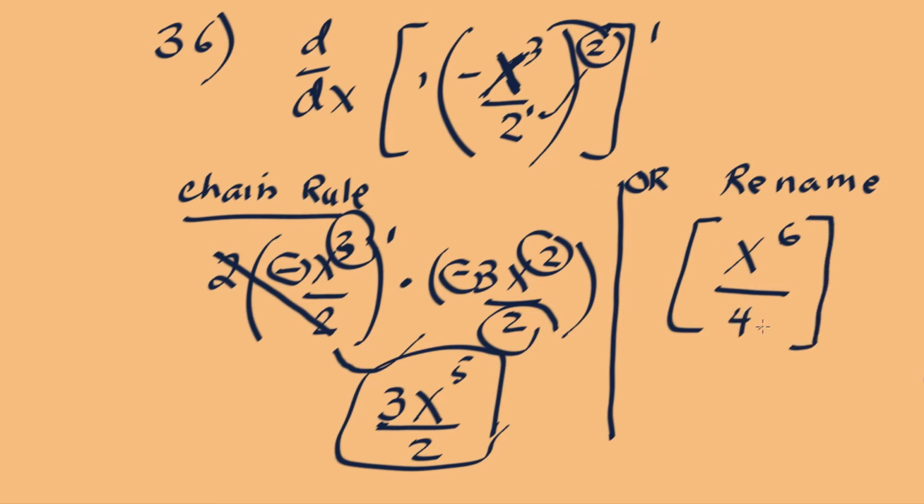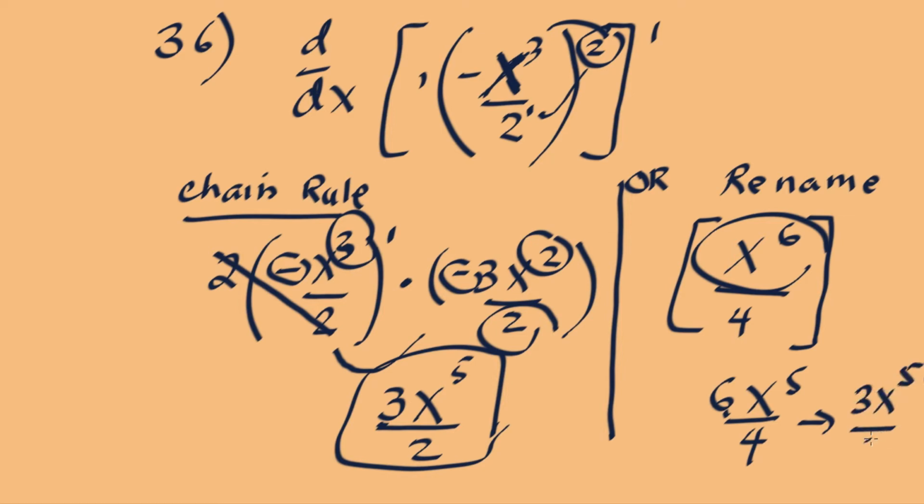After we rename it, we can just use the power rule, which is 6x to the 5th over 4, and then reduce that by 2, which is 3x to the 5th over 2. So you can see that we got the same answer.